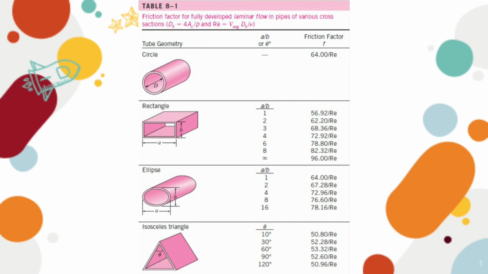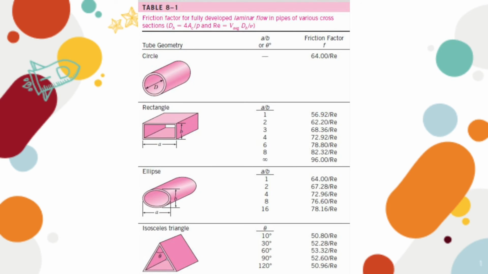Observe in this table, in which the friction factor relations are given for fully developed laminar flow in pipes of various cross-sections. In circular pipes, the constant of the friction factor is 64, while for non-circular ducts such as the rectangle, ellipse, and isosceles triangle, the constant of the friction factor will be based on the shape of the given duct. So that's laminar flow in non-circular ducts.